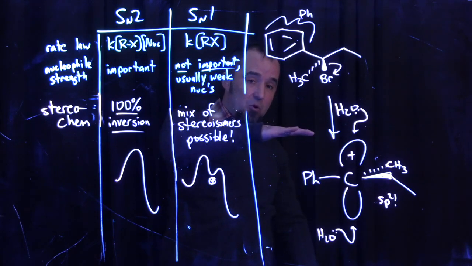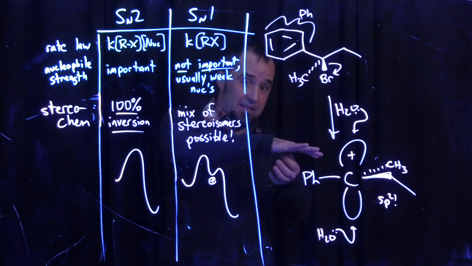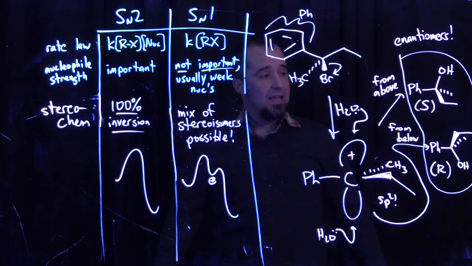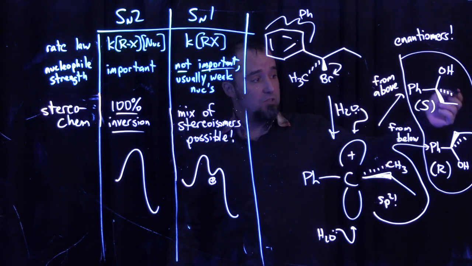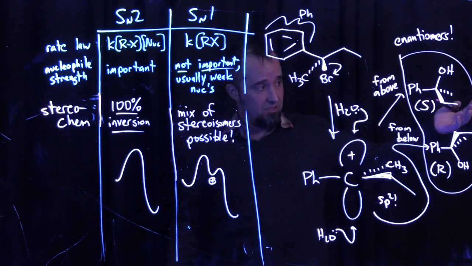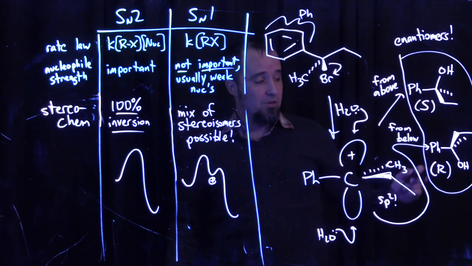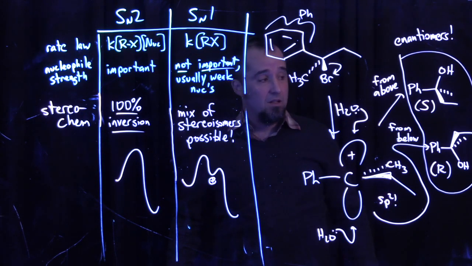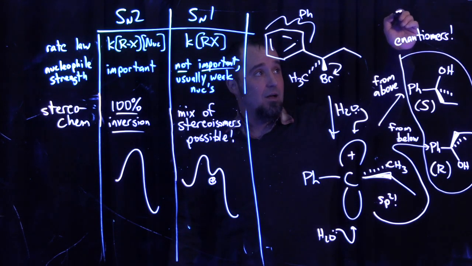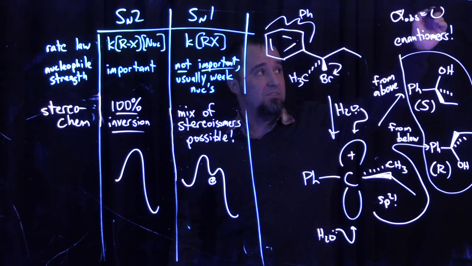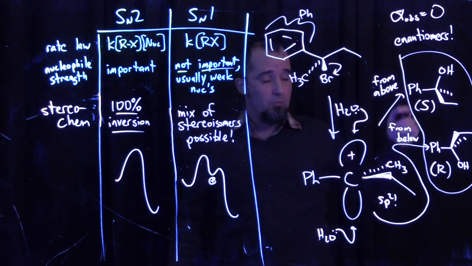And so I think I'm going to get an equal amount of products from bottom attack and products from top attack. So if it's equally likely to attack from the top or the bottom, I will end up with a racemic mixture, because attack from the top, once it loses that extra acid proton, is going to give me the S enantiomer, but attack from the bottom is going to give me the R enantiomer. And so if it's equally likely, then I'll end up with a racemic mixture. My observed rotation will be 0 because I will have an equal amount of both things.